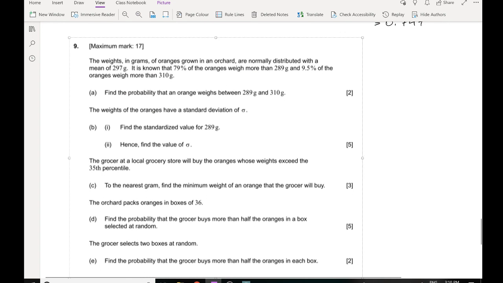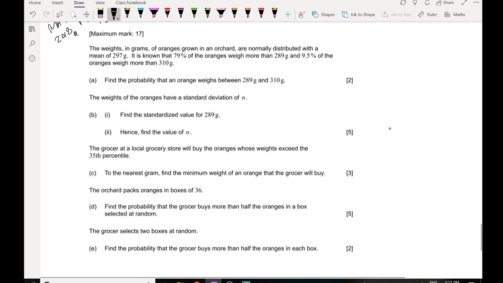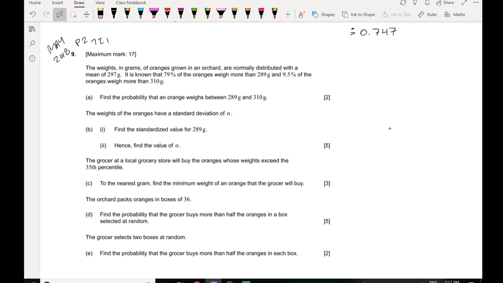This one's from May 2018, paper 2, time zone 1. And this is more what the normal distribution questions look like. The weight in grams of oranges grown in an orchard are normally distributed with a mean of 297 grams. It's known that 79% of the oranges weigh more than this, 9.5 weigh more than that. I've seen this question a million times, once with trees, once with fish, once with yogurt. These are the far more commonly occurring normal distribution questions.